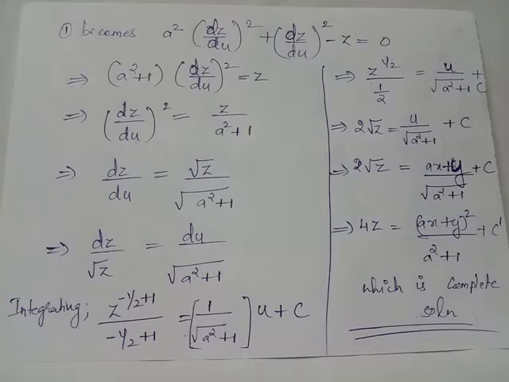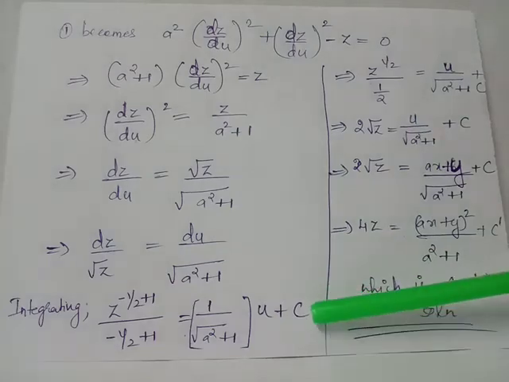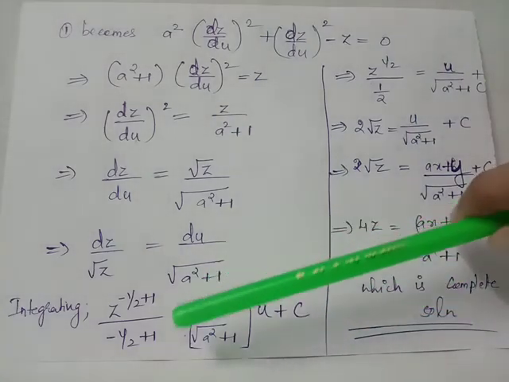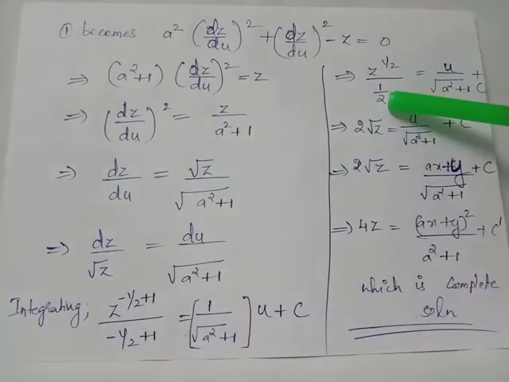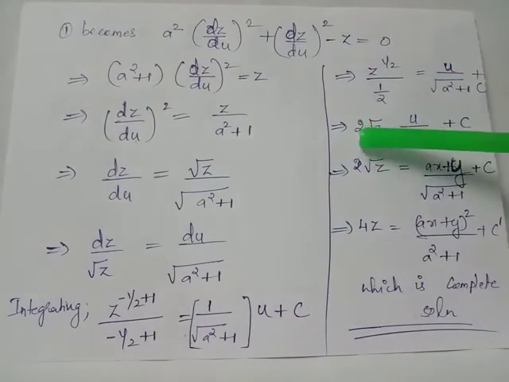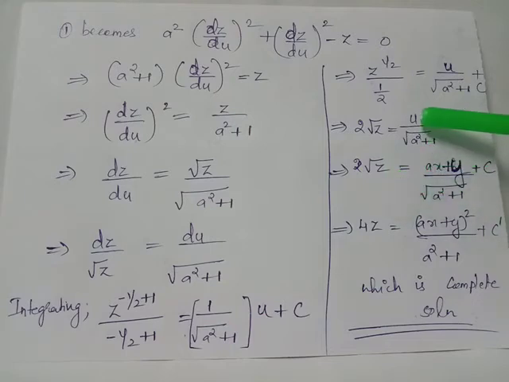And in the RHS, integral du is u. We have 1 by root of a square plus 1 is a constant. And here we have a constant of integration. 1 minus 1 by 2 is positive 1 by 2. Therefore, this term becomes z raised to half upon 1 by 2, which can be written as 2 times root z. And we have u with the transformation ax plus y.